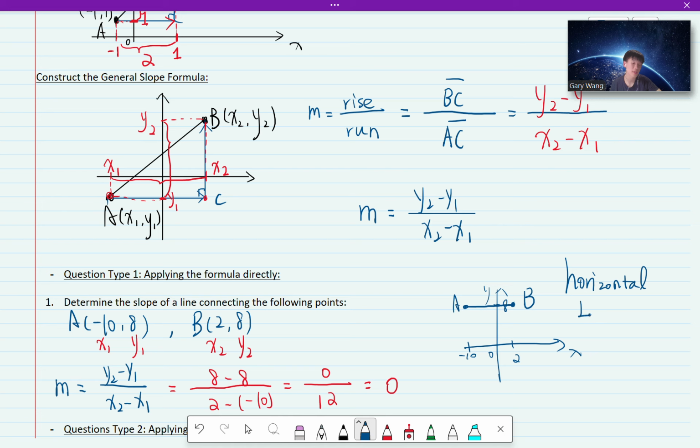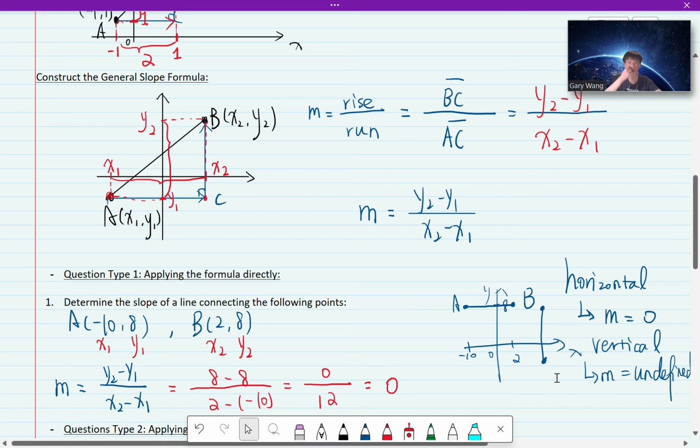So from this question, we can actually gain an insight. For any horizontal line, the slope will always be 0. However, if we encounter a vertical line, the slope will always be undefined.